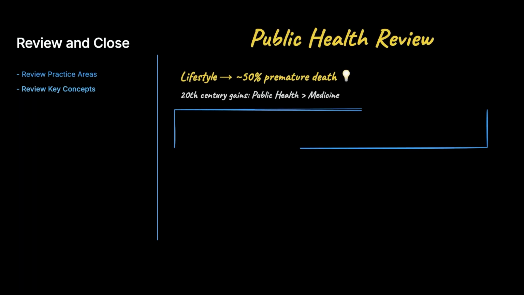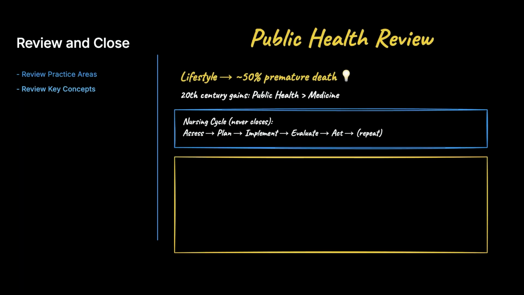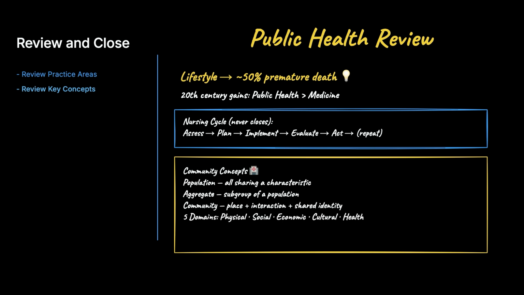We learned that lifestyle drives about half of premature death, that most of the last century gain in life expectancy came from public health rather than medicine, and that the nursing process moves through assess, plan, implement, evaluate, and act in a cycle that never closes. And we sorted population, aggregate, community, and the 5 domains.